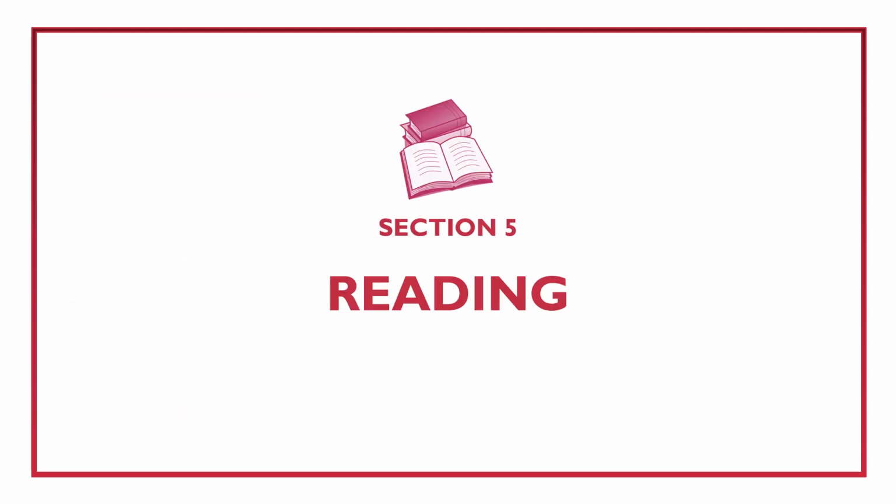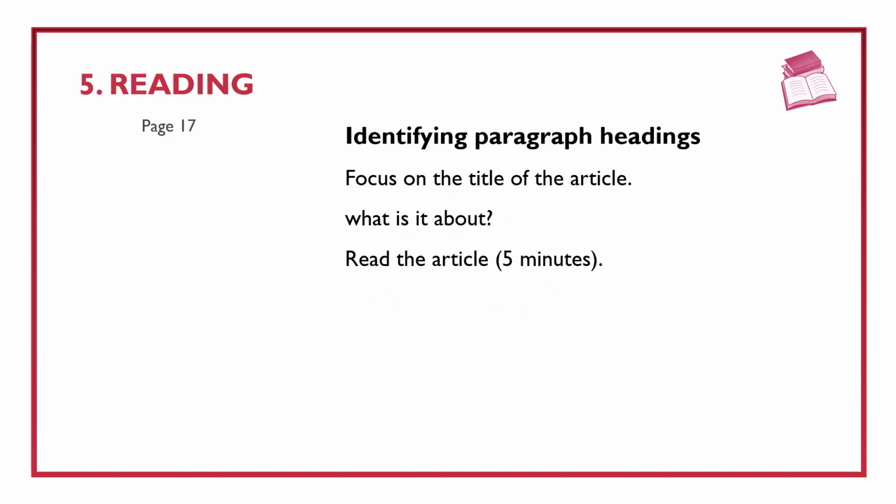Section 5, reading. So in section 5, we have the first article in American English File 1, where you can practice your reading skill. Okay, so please look at the article. Focus on the title. The title is American and British English, the same but different. So, what do you think this article is about? Yeah, it's about the differences between American and British English.